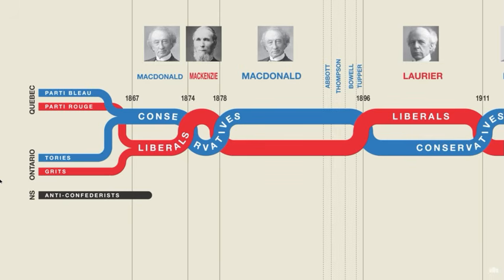Now take a look at the timeline of Canadian political parties. It starts in 1867 because, well, that's when Canada became a country.